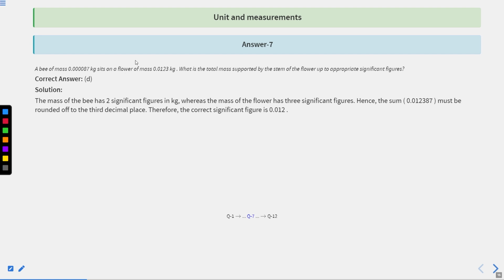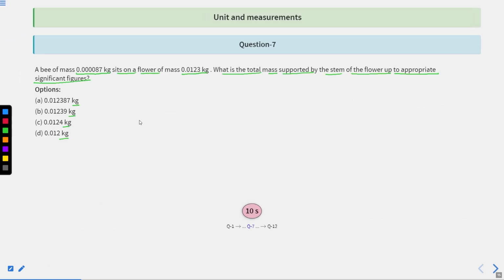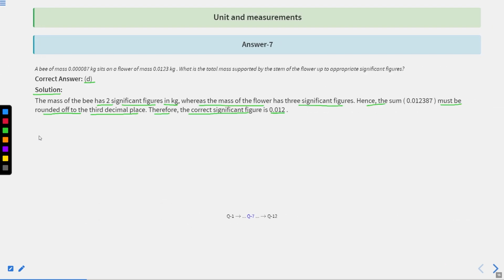Let's find a solution. The correct answer is D. Solution: the mass of the bee has two significant figures in kg, whereas the mass of the flower has three significant figures. Hence, the sum must be rounded off to the third decimal place. Therefore, the correct significant figure is 0.012. This is the correct answer, D. Clear? D option is correct.